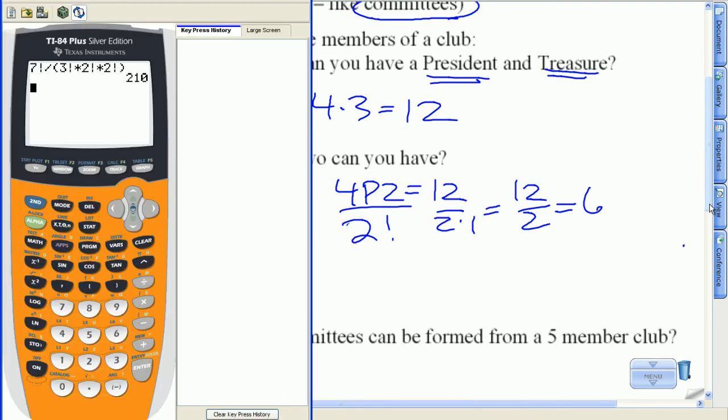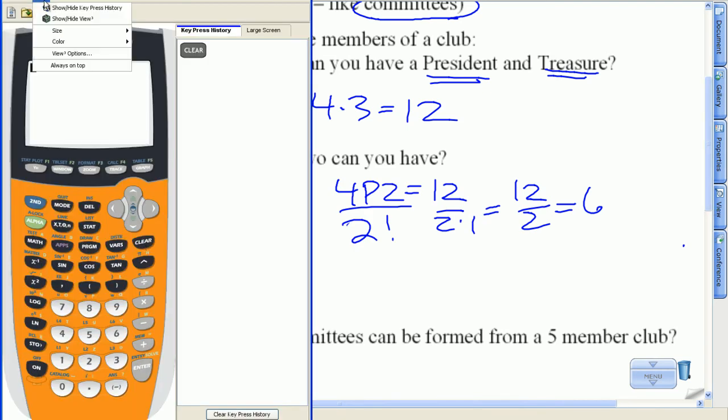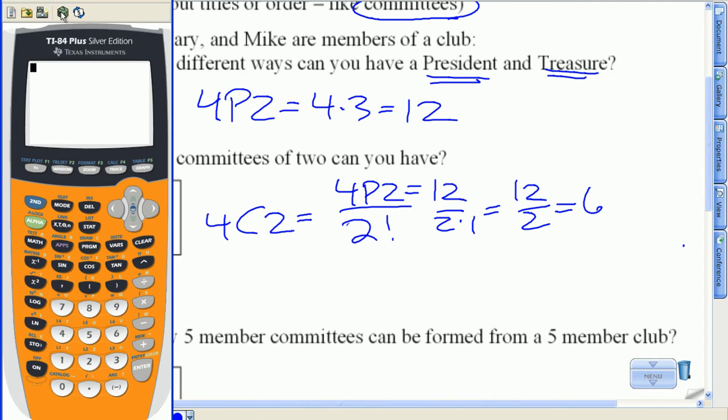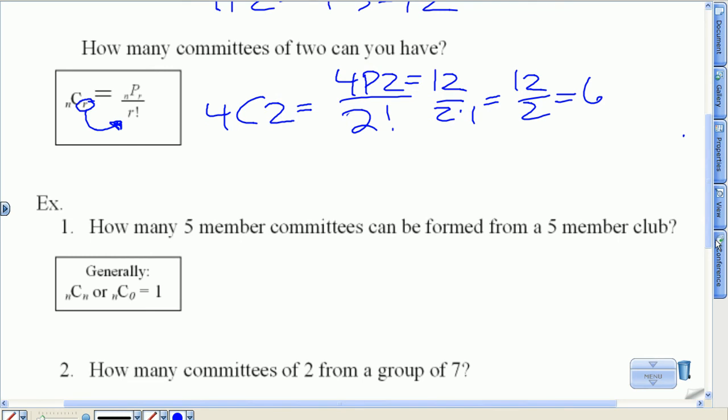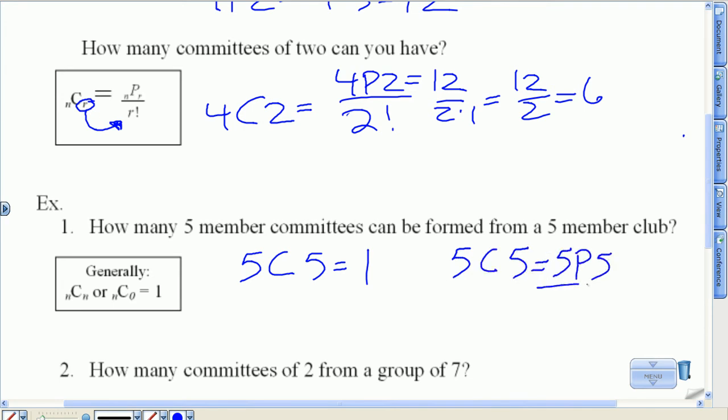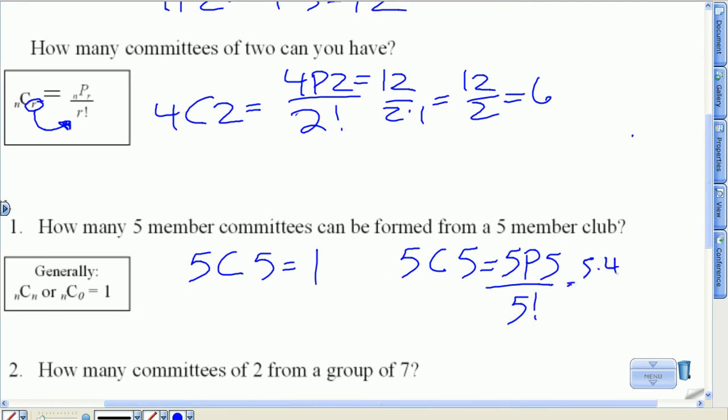Okay, here we go. So we have our calculator here. We can clear that off, get it ready to go. Now it's ready to go. Okay, how many 5-member committees can be formed from a 5-member club? If you have every single element of a combination being used, that is going to be 1. The reason it is 1 is because 5C5 is 5P5 over 5 factorial. Now if we work that out, 5 times 4 times 3 times 2 times 1 over 5 times 4 times 3 times 2 times 1, 5 goes into 5, 4 goes into 4. Look at all these 1s. It ends up being 1.